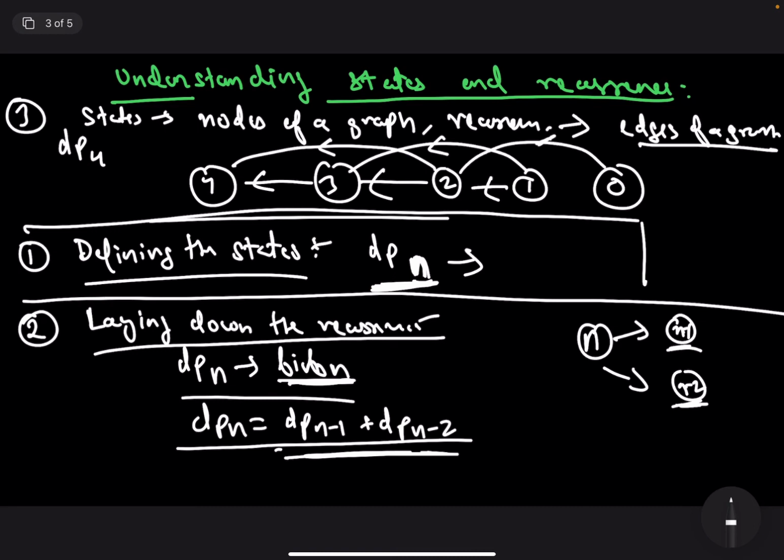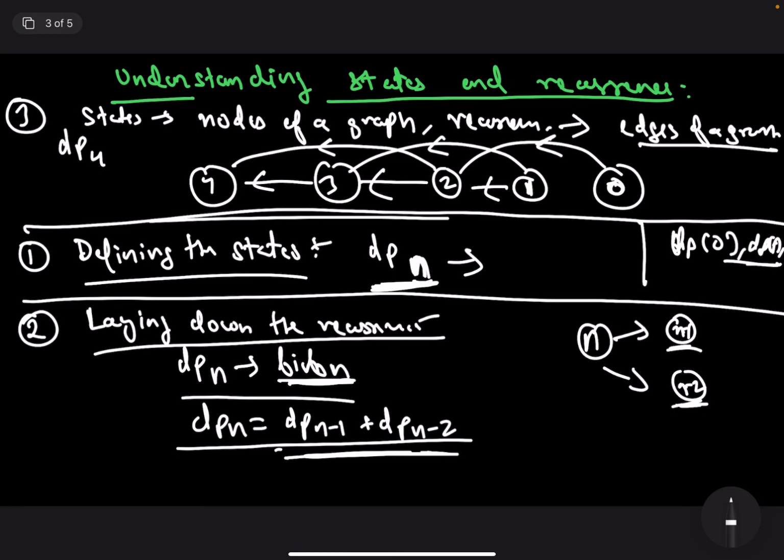In the same way, there will be an edge from the 2nd to the 3rd state and the 1st to the 3rd state, and an edge from the 1st to the 2nd state and from the 0th to the 2nd state. There will be no incoming edge to state number 1 and state number 0 because they are base cases. Since I was already given the values of Fibonacci of 0 and 1, I know the values of DP of 0 and DP of 1. These are our base cases and they will have no incoming edges whatsoever.